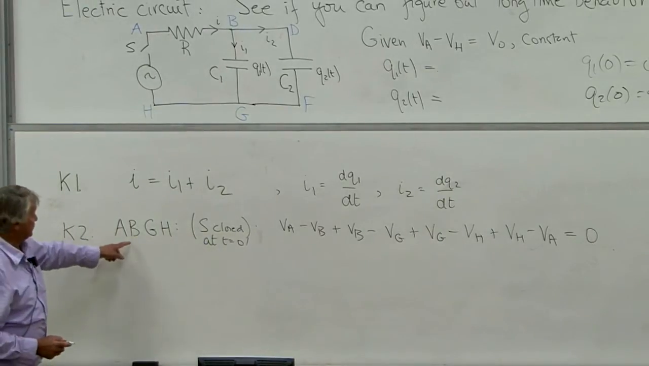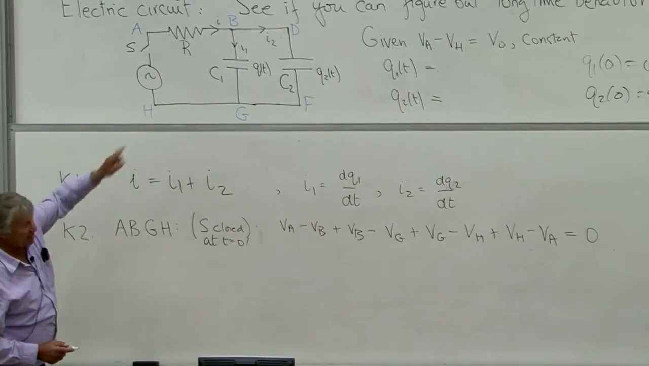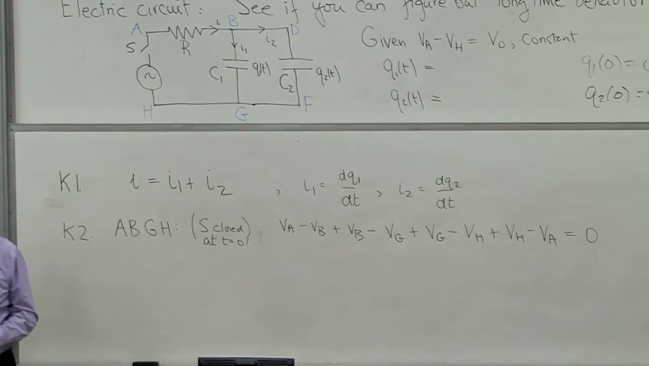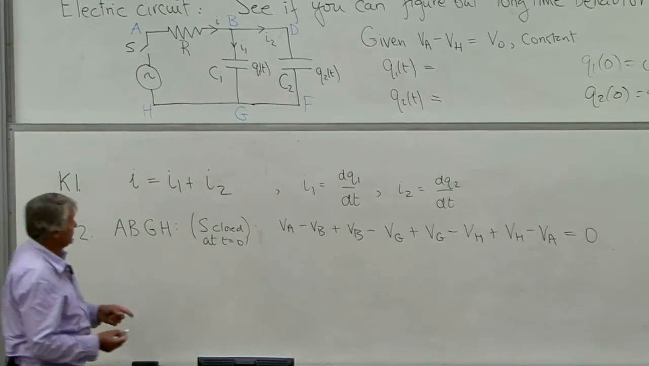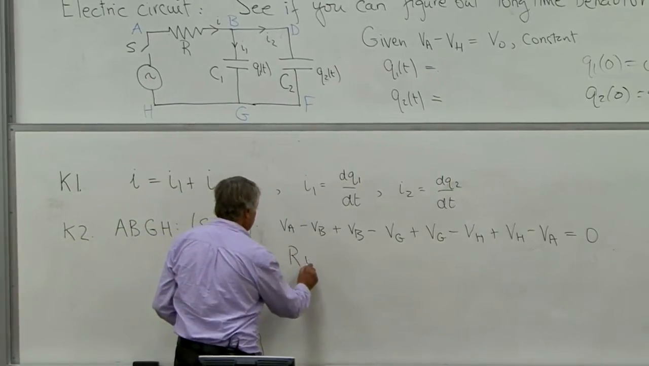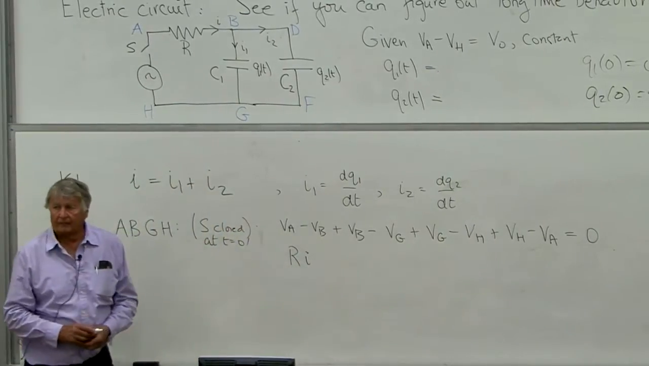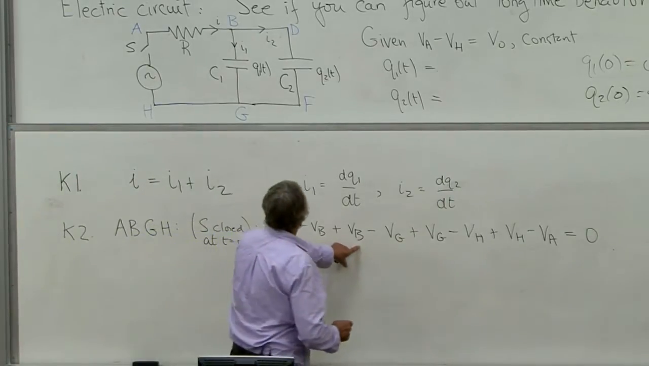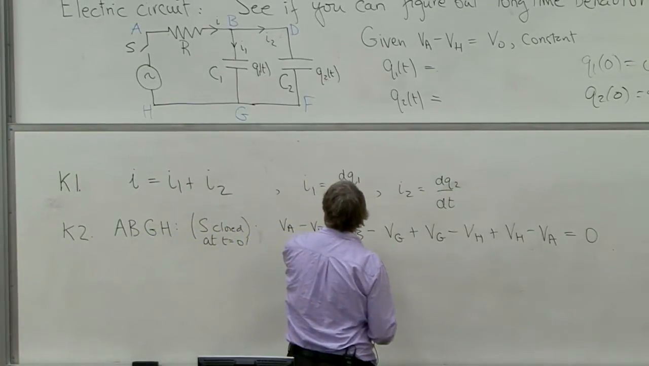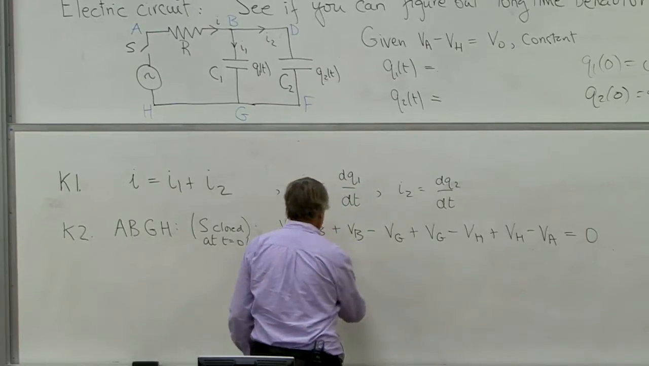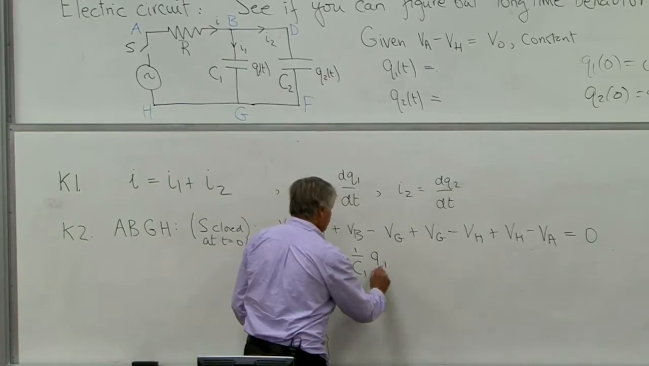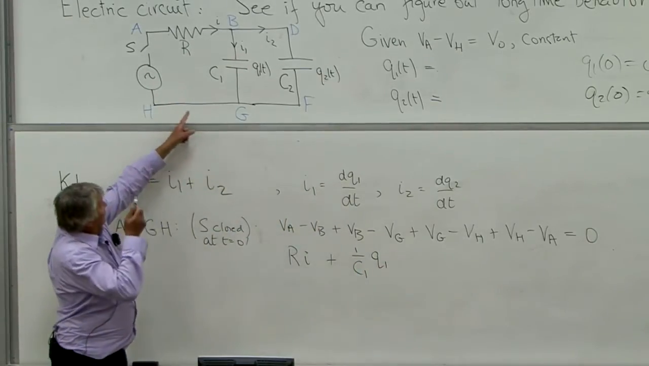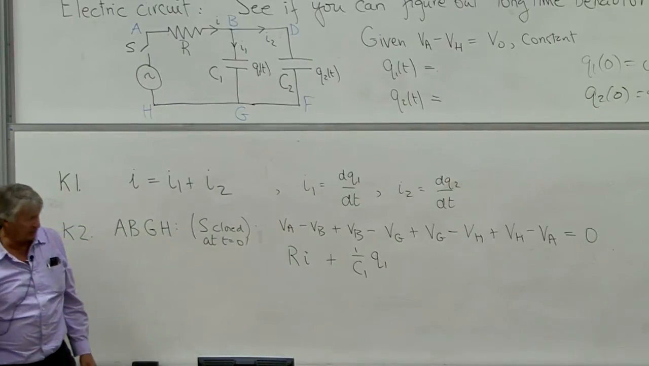Now let's express these things. VA minus VB, there's a strong resistance R in that element, in that bit of the line, and the current running through is I. So this will be R times I. The voltage drop across BG is what? 1 over C1, Q1. The voltage drop across GH is 0.